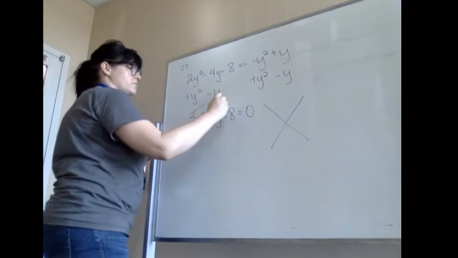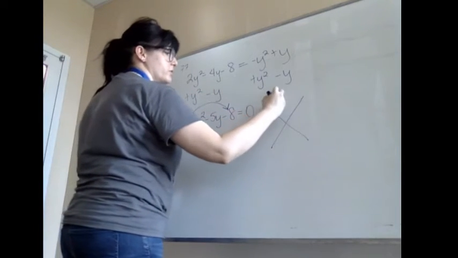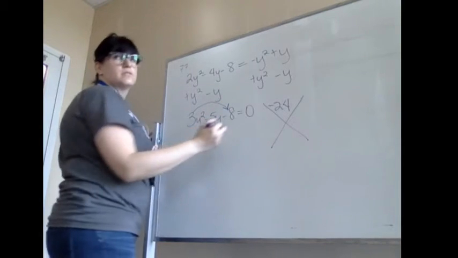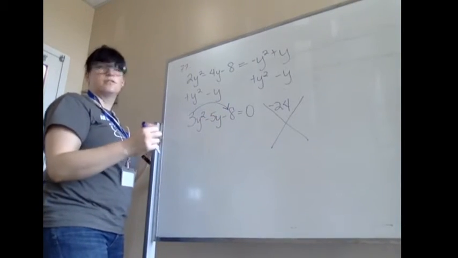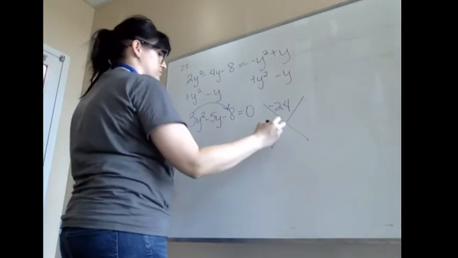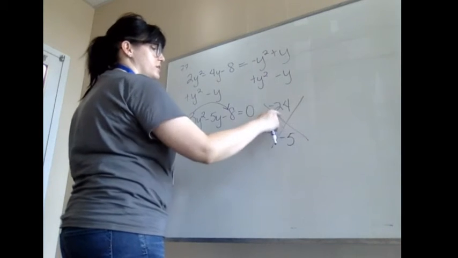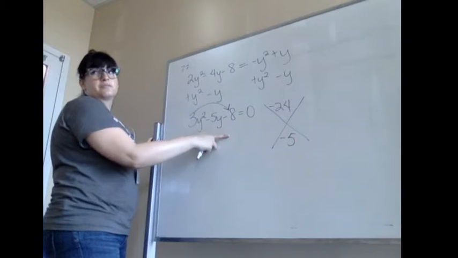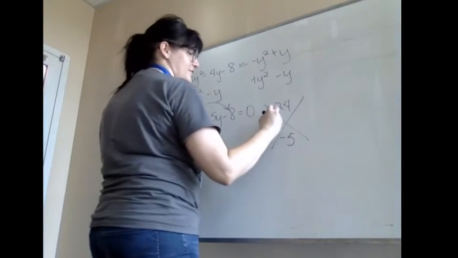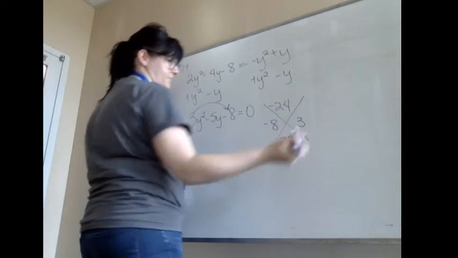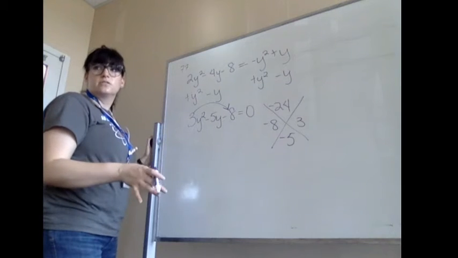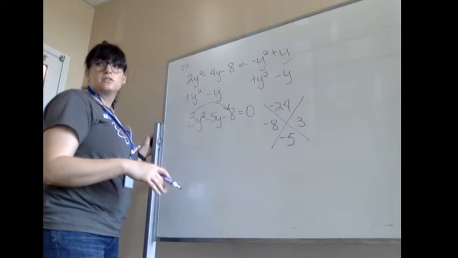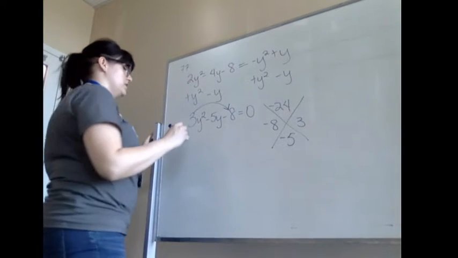At this point, we can just go straight into factoring. We take our 3 and multiply it times our 8, get 24, but it's negative. So we're looking for 2 numbers that multiply to negative 24 but add to negative 5. We don't have to look very far: negative 8 and positive 3. Does this make sense so far? Am I going too fast? Yeah, I can do it.